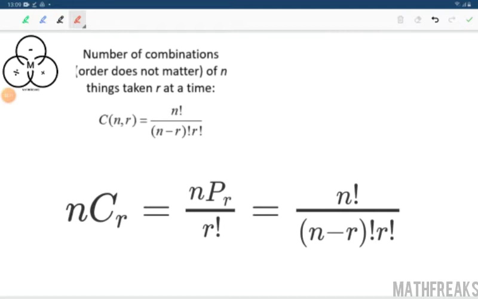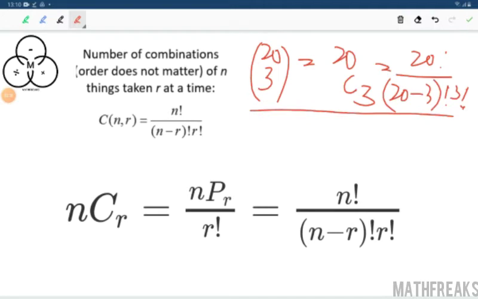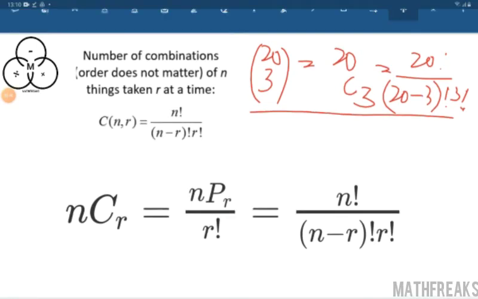In how many ways can 3 things be chosen out of 20 things? It can be written as 20 choose 3. That also equals 20 choose 3 equals 20 factorial over (20 minus 3) factorial over 3 factorial. In how many ways can 3 things be chosen out of 20 things?